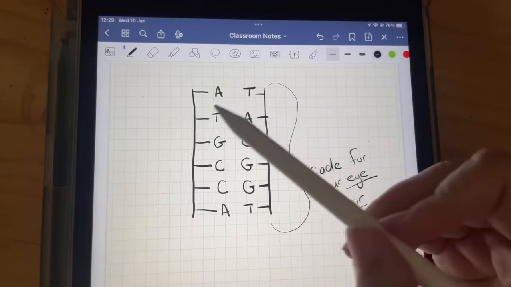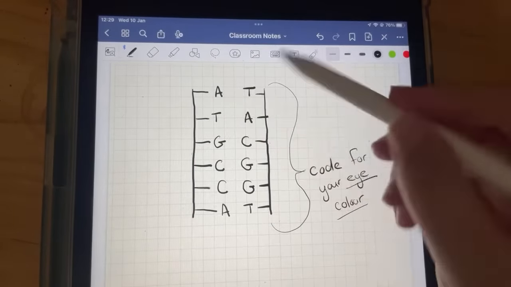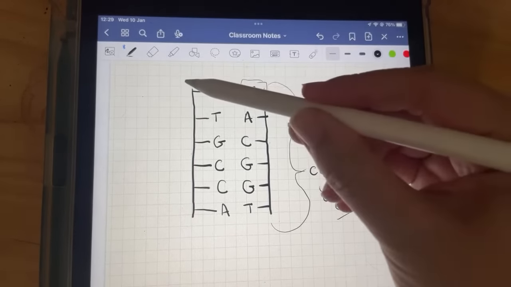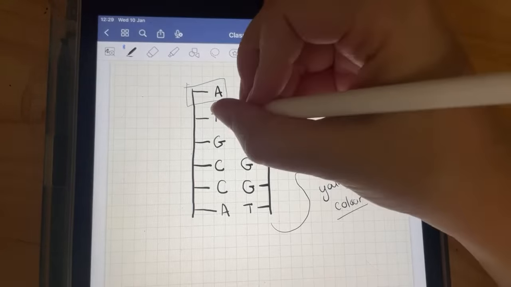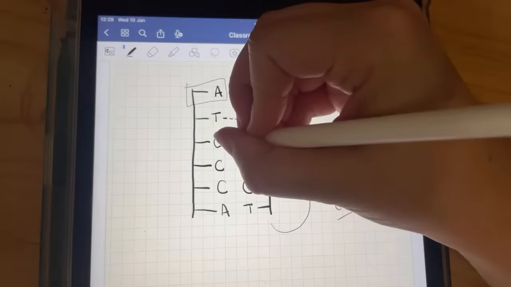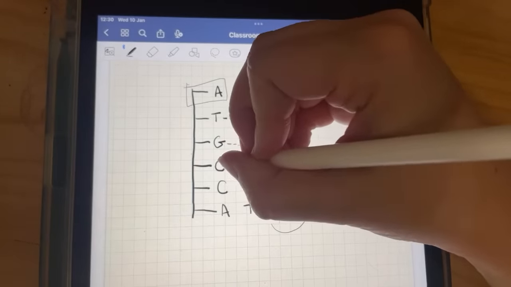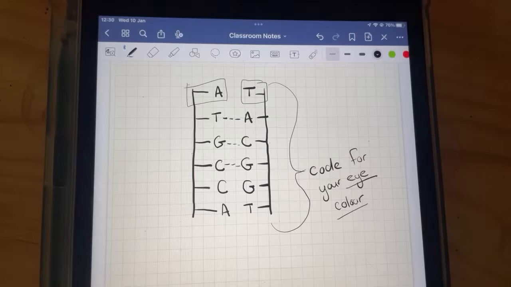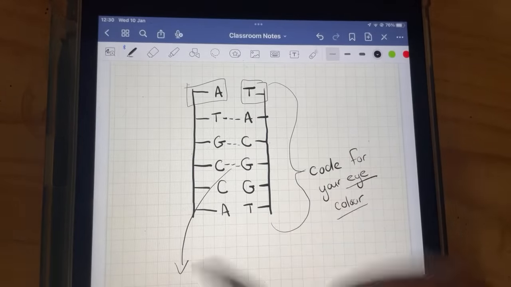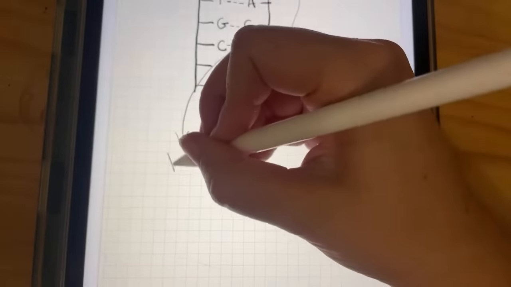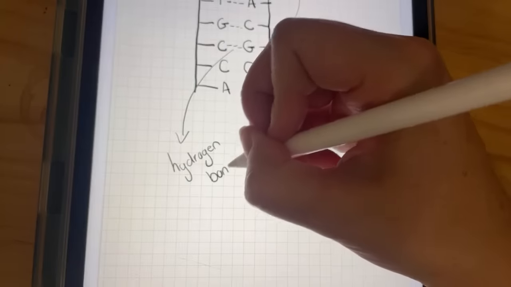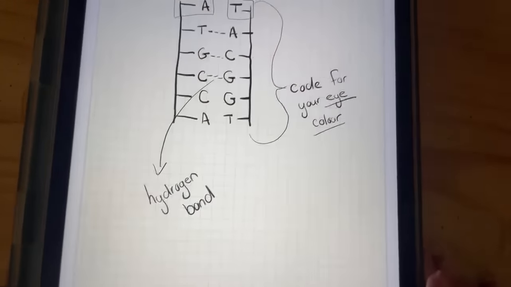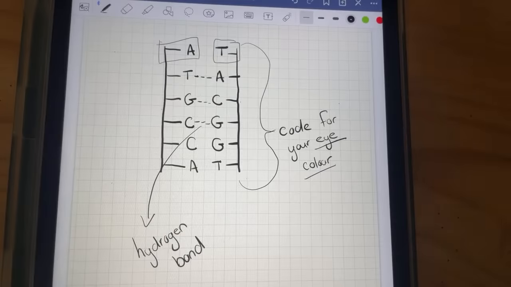Well, if these are my nucleotides, this is one nucleotide here, and here is the other, I need to keep these two pieces closed together. And so what they have attached in the middle here, which I'm just going to draw as a dotted line in between them, is a bond. And this bond holding them together is called a hydrogen bond. And that hydrogen bond keeps the code of your DNA safely locked together, okay?